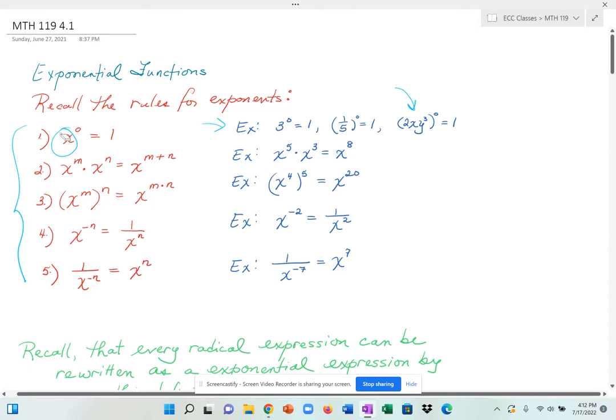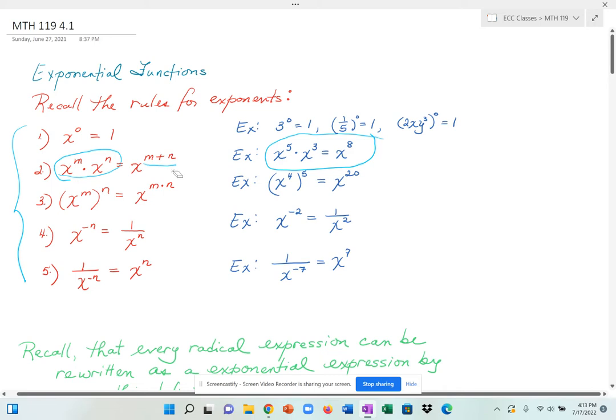The second rule says that if you have x to the m times x to the n, the way you combine those two expressions is to add the exponents. That's x to the m plus n. So if I had x to the fifth times x to the third, when you add the exponents 5 and 3, you will get x to the eighth.